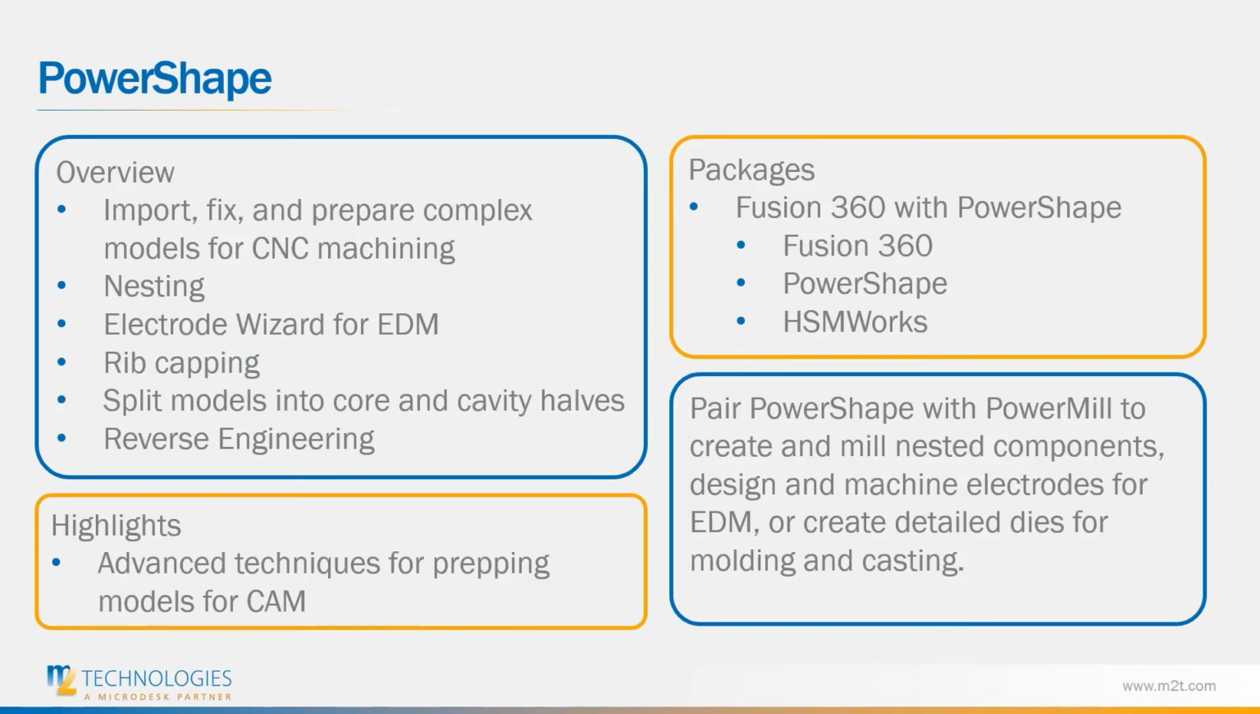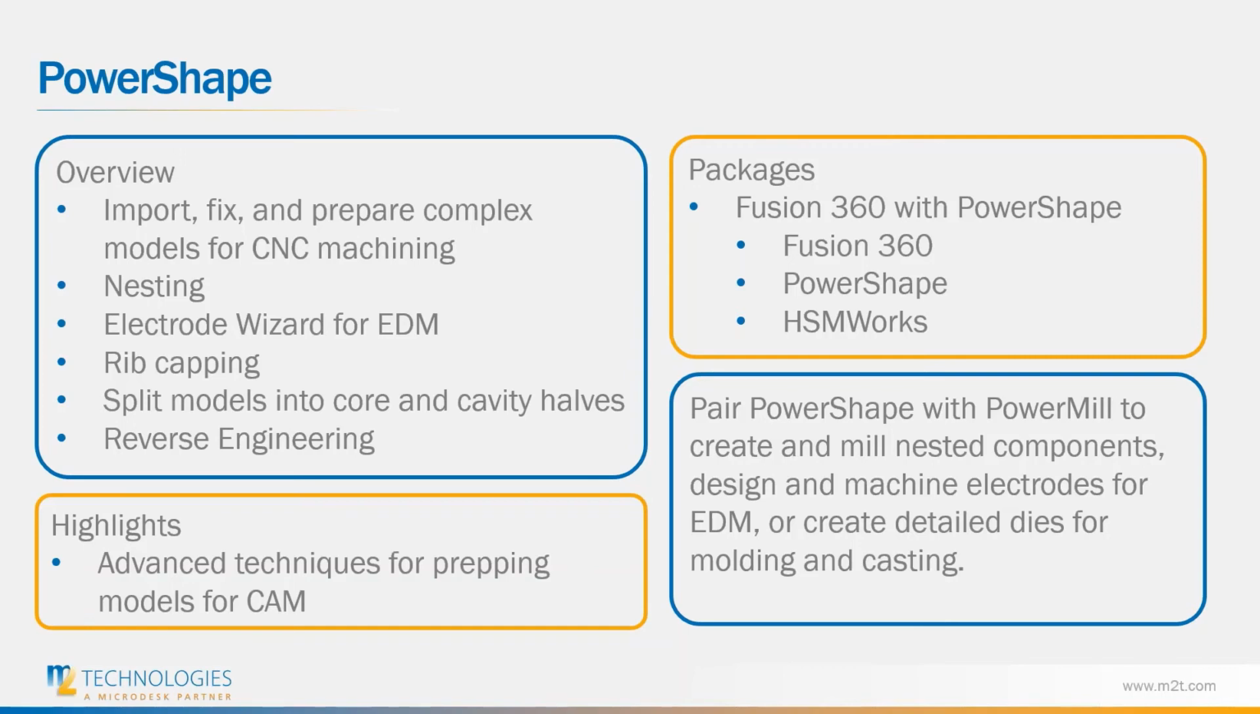Next, we move into PowerShape. PowerShape is a tool used to import, fix, and prepare complex models for CNC machining. Within PowerShape, you don't actually create any toolpaths, but it does help prep your models for that final stage. It also has capabilities for nesting, so you can create your nested sheets for your cutting operations.